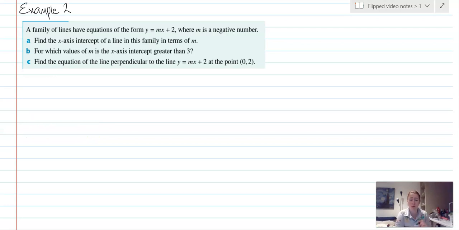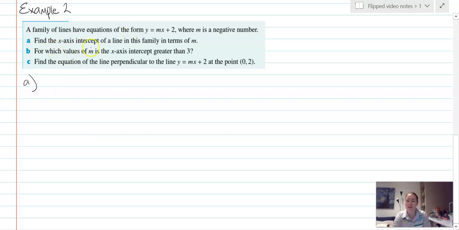Example 2 is a little bit more abstract again. So we've got a family of lines with equations of the form y equals mx plus 2, and we know that our value of m is always going to be a negative number. Part A is asking us to find the x-intercept of a line in this family. So we're going to end up with something that's x equals, but it's going to be in terms of m. So we're not solving for m. We don't know what m equals. We're literally leaving it as the letter m.